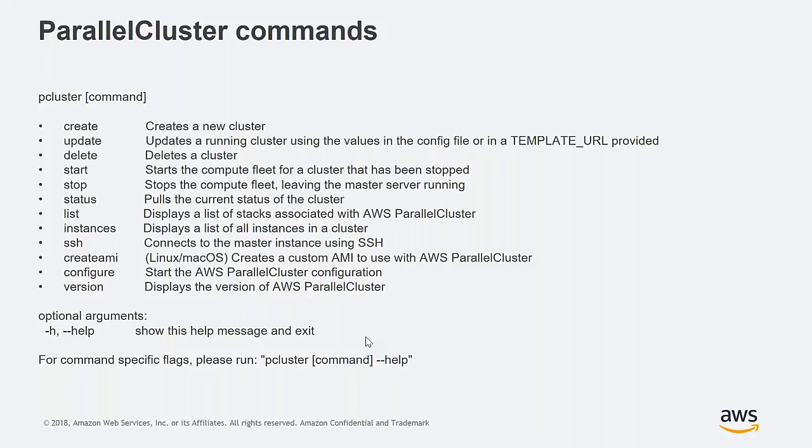And the reason is that maybe you will have different user needs, and you may want to map these different user needs to different clusters. And as I said before, a cluster is basically just a CloudFormation stack. So the list command will give you a list of all the stacks that are associated with AWS ParallelCluster. Then you can have the list of the instances, and you can also, interestingly, connect to the master instance using the SSH command. So you don't even have to give your user the master IP address if you don't want to. Then we have a command to create a new AMI if you want to customize the AMI that we are using. And we also have a wizard that will help you to configure ParallelCluster.